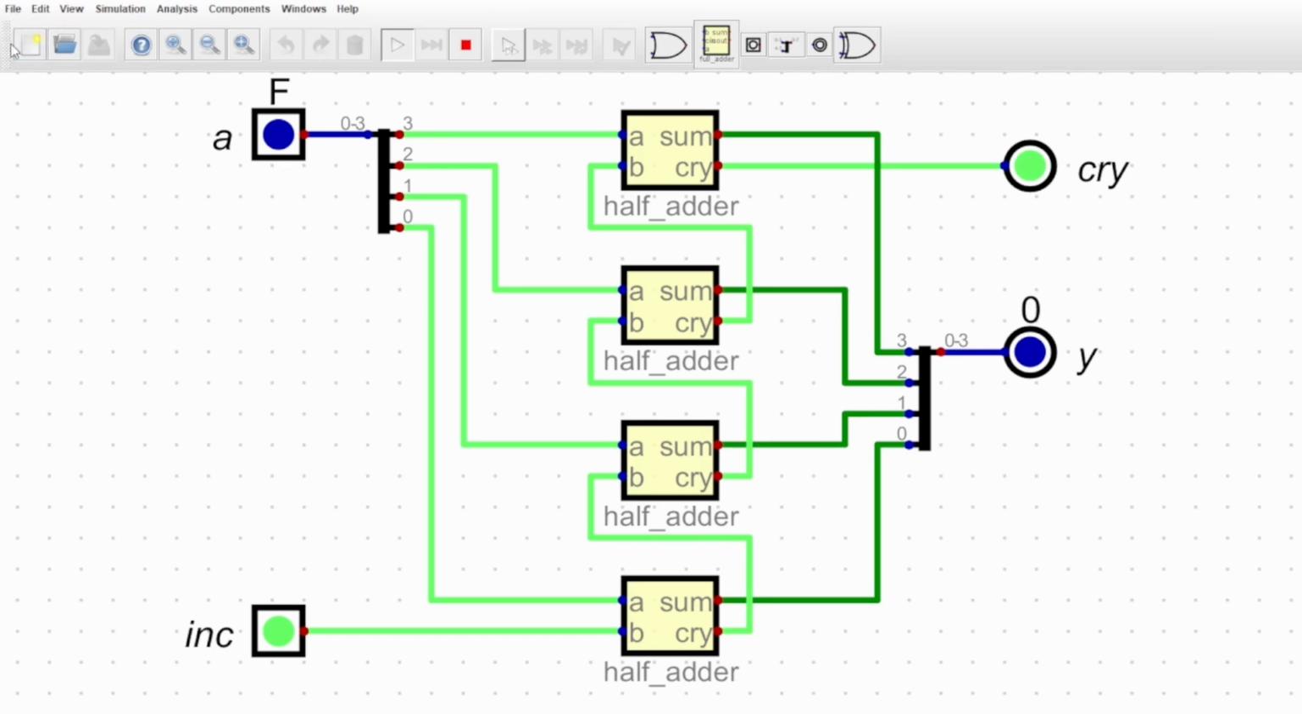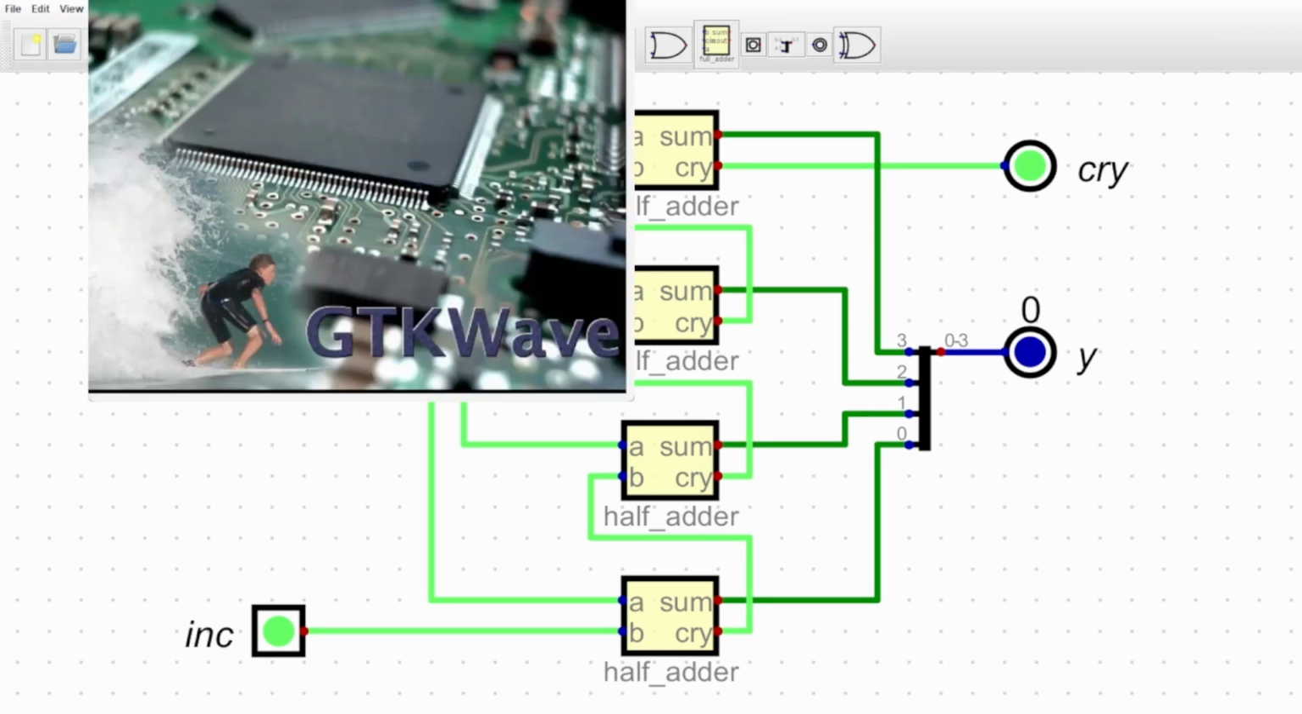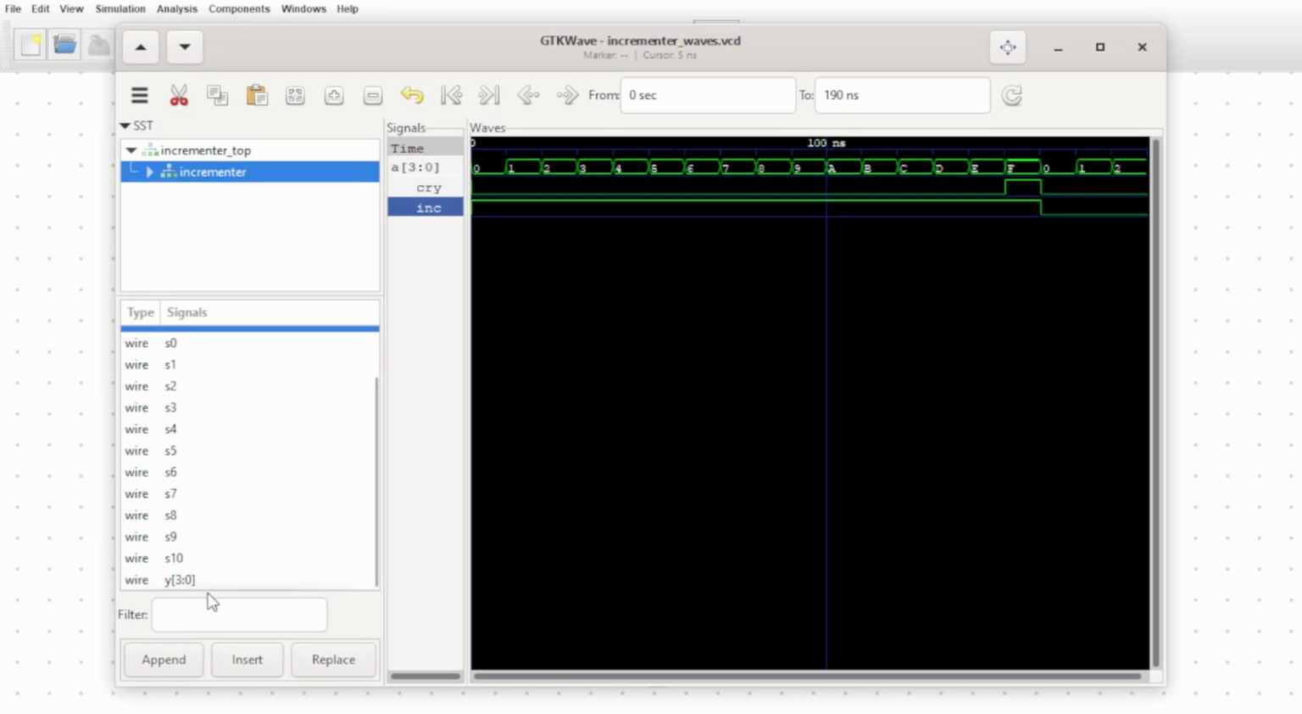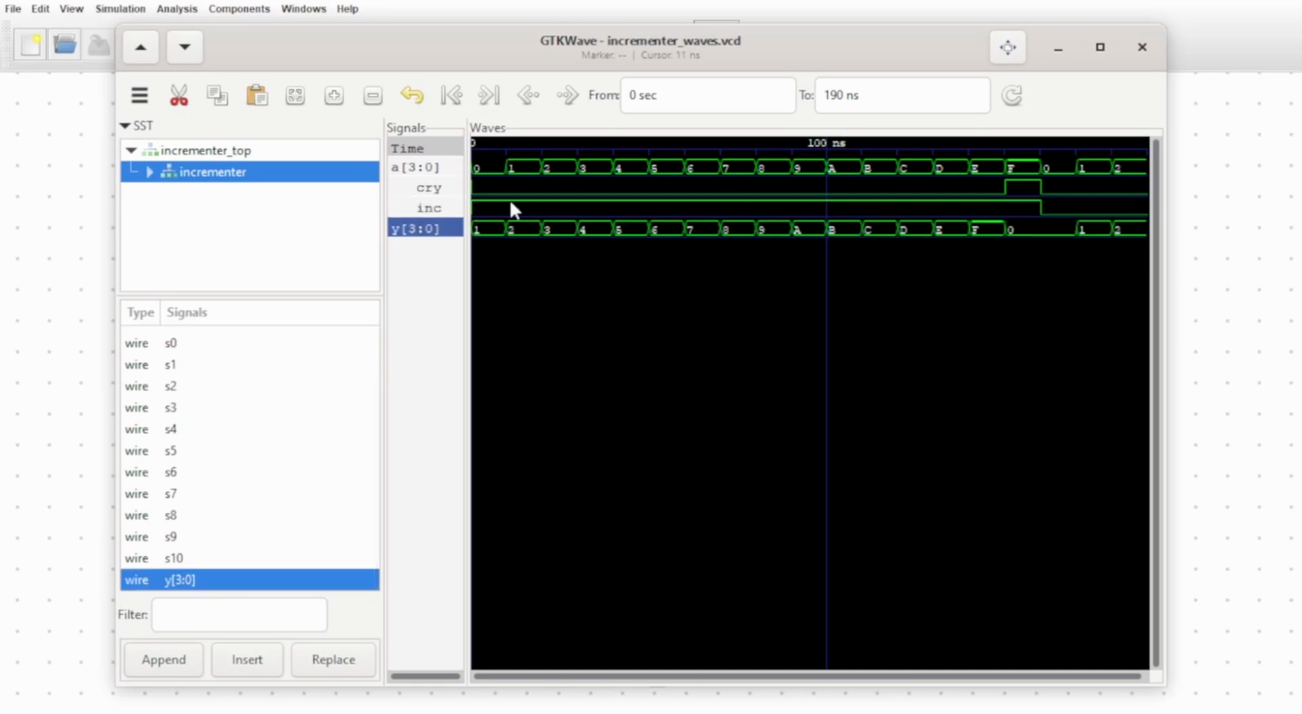To prove this, we have the GTK wave for the incrementer, which is here. So here we go. Whenever the incrementer is on, as you can see, the value of Y in comparison to A is 1 greater. And when you get to F here on the A value with an increment of 1, we get a carry of 1 and a Y of 0, which is a 1, 0 in hex, like I said, which is a 16 in decimal.